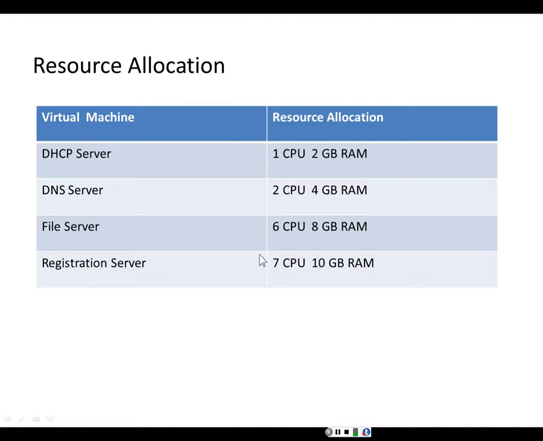Can you allocate 7 CPUs to one single virtual machine? Absolutely. That's the whole advantage of virtualization. Notice, we have the same number of CPUs. We have a total of 8 CPUs. But instead of assigning 4 CPUs to each operating system, we assign 1 CPU to the DHCP server, and we assign 7 CPUs to the virtual machine, which is going to function as the registration server.